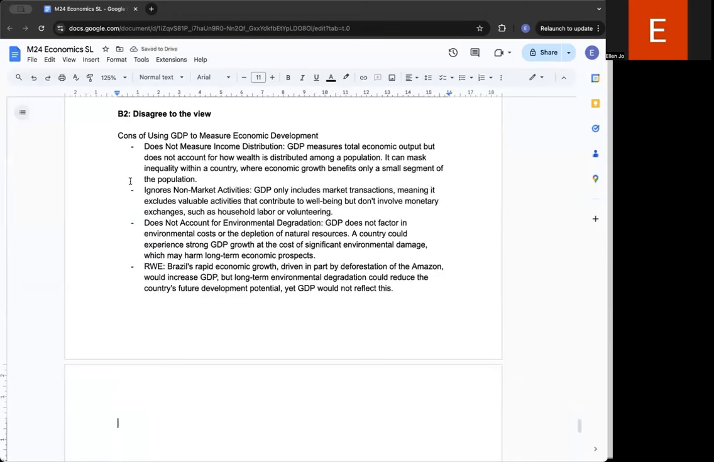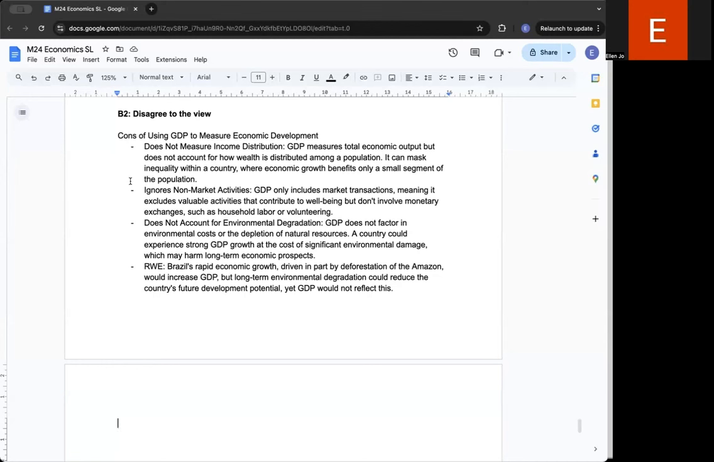Next, the discussion can go further to talk about the disagreement with the view. It should be about the cons of using GDP to measure economic development. First, GDP measures total economic output, but does not account for how wealth is distributed among the population. It can mask inequality within a country where economic growth benefits only a small population.